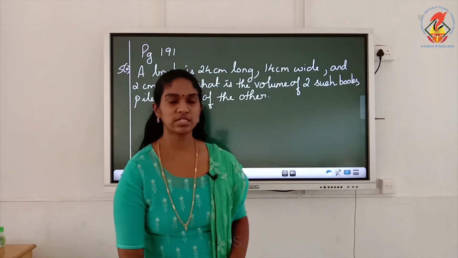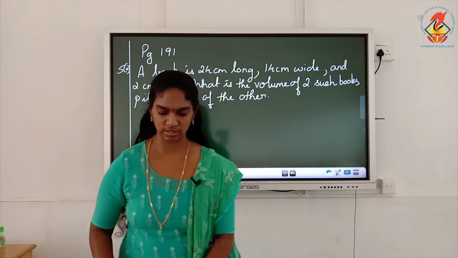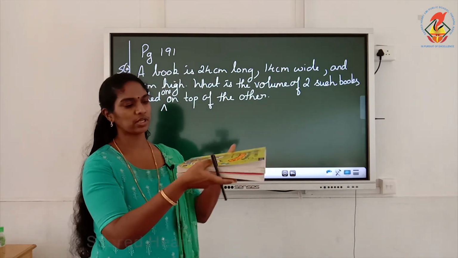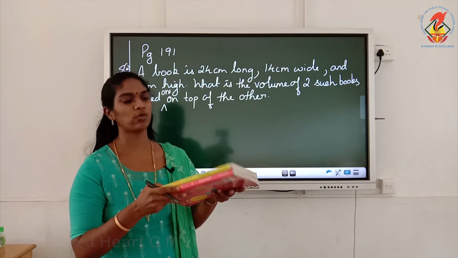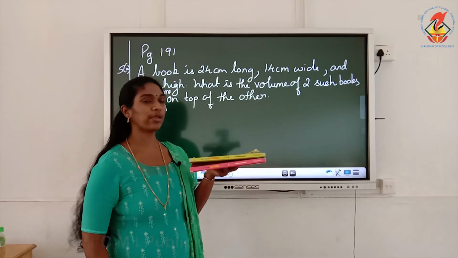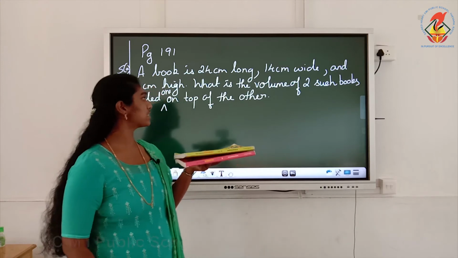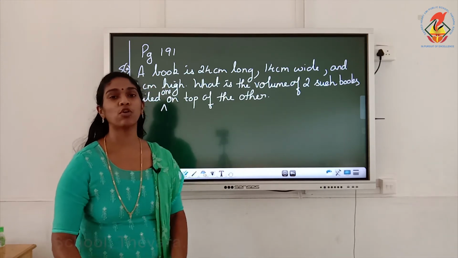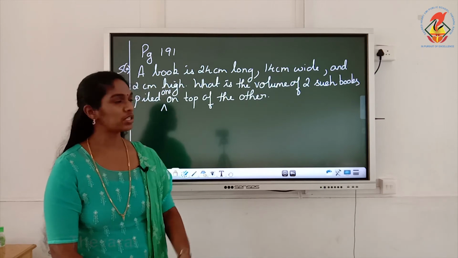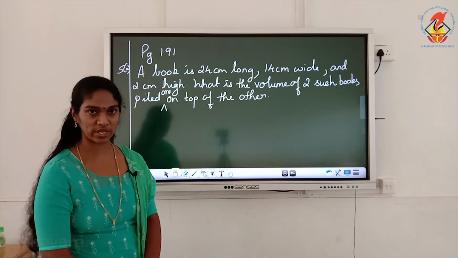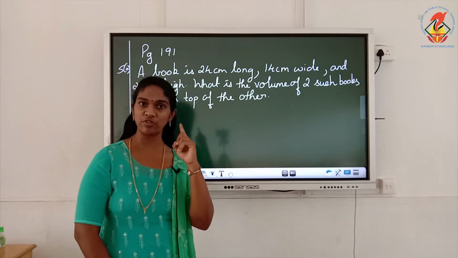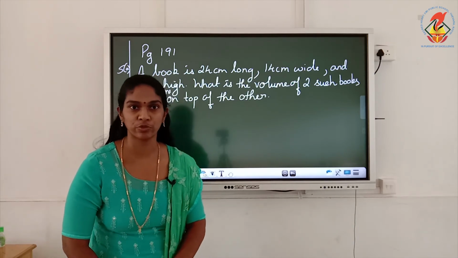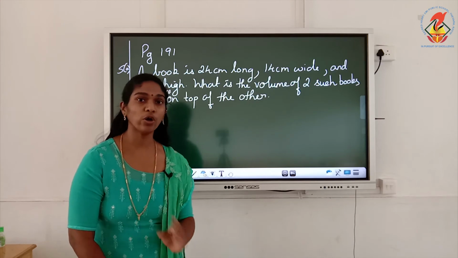Suppose that book is these 2 books. So children, 2 books are kept the same, the length is the same, the breadth is the same, the height is given as 2. The height of this is 2, this is also 2. So they are asking you what is the volume of 2 such books. This same question you can do in 2 ways, children. Either you find the volume of one book and then you multiply by 2, you will get the volume of 2 books. Okay.